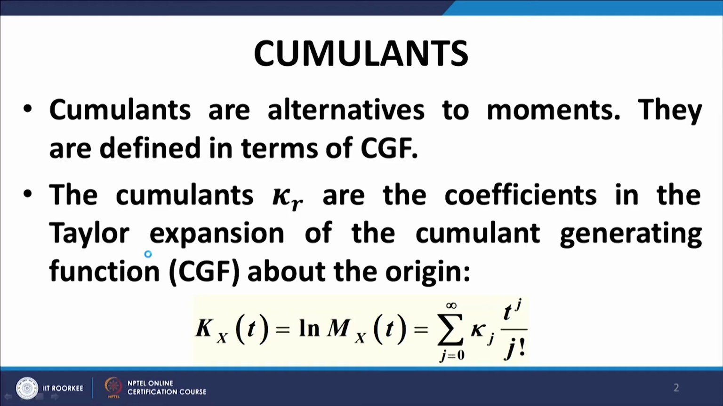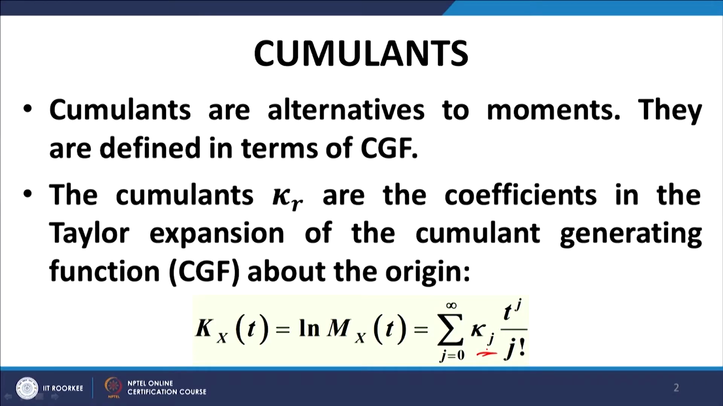The cumulants are defined by this particular equation. The cumulant generating function K_X(t) is given by the natural logarithm of the moment generating function. So, if we expand that as a power series by introducing a parameter t, we can write it as the summation of kappa_j t^j upon j factorial. We write it in this form. Then the coefficients kappa_j represent the cumulants of the distribution.